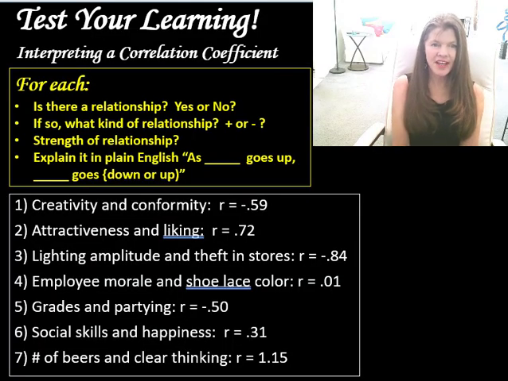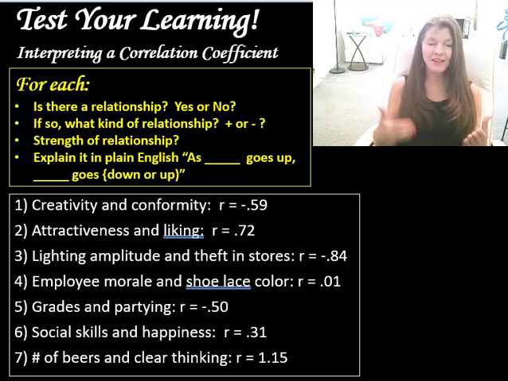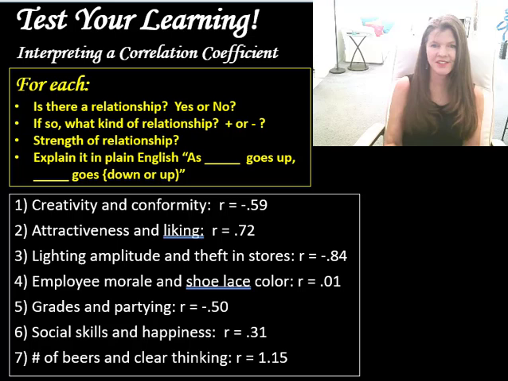This test you're learning is not a matching one like most. For each 1 through 7 item, you will answer these first 3 bullet points. Now, it takes a little longer to do the 4th bullet point, explaining the relationship in plain English. But once you do 1, you get the hang of it. So only do the 4th bullet point on the very first item. You get 2 minutes for this challenge. Go.